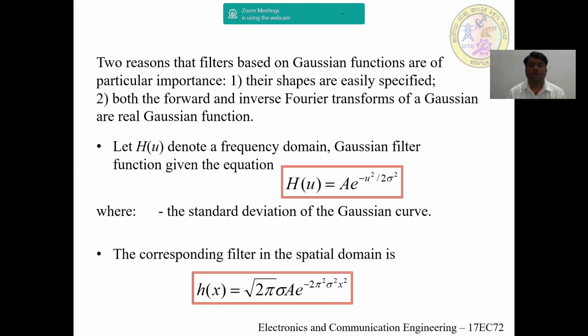Let H(u) denote a frequency domain Gaussian filter function given by the equation H(u) = A e^(-u²/2σ²), where σ is the standard deviation of the Gaussian curve. The corresponding filter in the spatial domain is h(x) = √(2π) σ A e^(-2π²σ²x²).